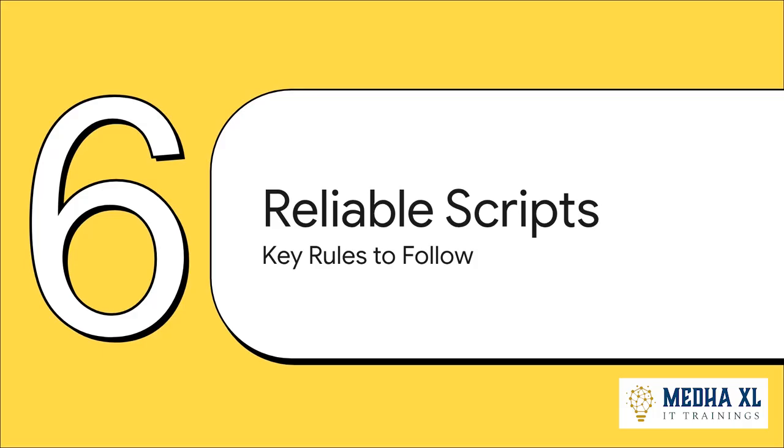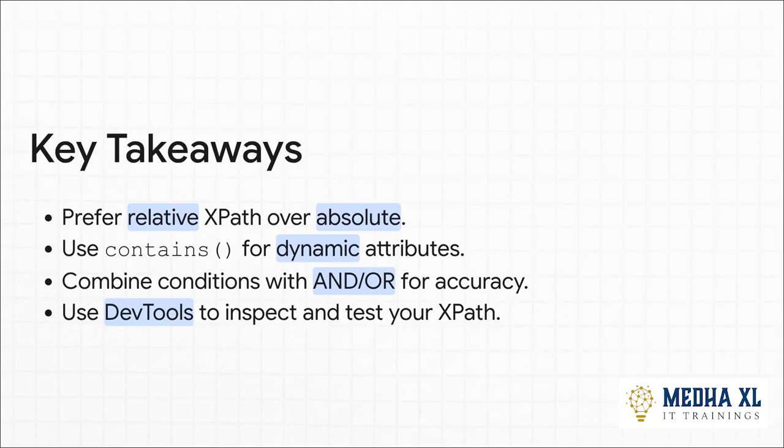So, we've covered the why and the how. Let's just wrap everything up by boiling it all down into a few simple, powerful rules that will make sure your automation scripts are as rock solid as possible. All right, to make sure your scripts stay strong, just commit these four rules to memory. One, always use relative XPath. Two, get comfortable with contains for anything dynamic. It's your best friend. Three, combine your conditions with and or for pinpoint accuracy. And four, and this is a big one, your browser's developer tools are your playground. Use them to inspect elements and test your XPath expressions before they ever even touch your code.